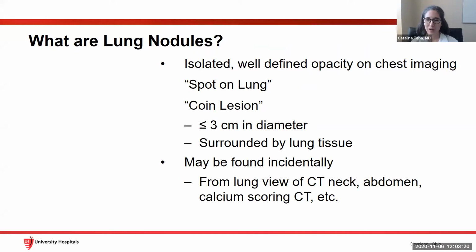Hopefully you all can hear me well and you're doing well at home. So what are lung nodules and why are we here to talk about them? They're isolated, well-defined opacities on chest imaging. Sometimes they're referred to as a spot on the lung or coin lesions on lung CT scans. They're less than 3 centimeters in diameter, and they're surrounded by lung tissue.